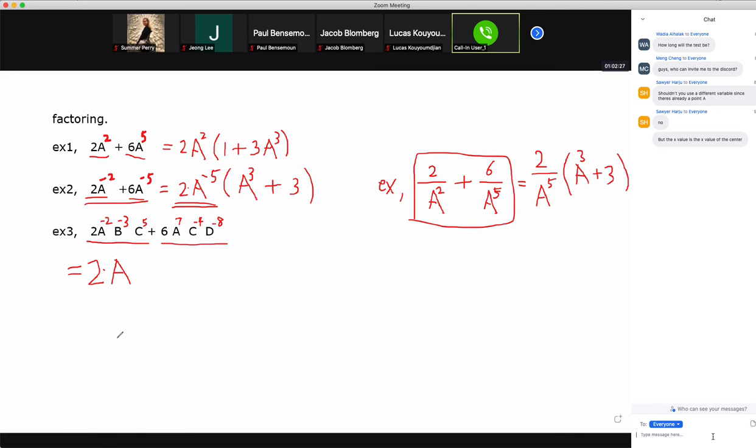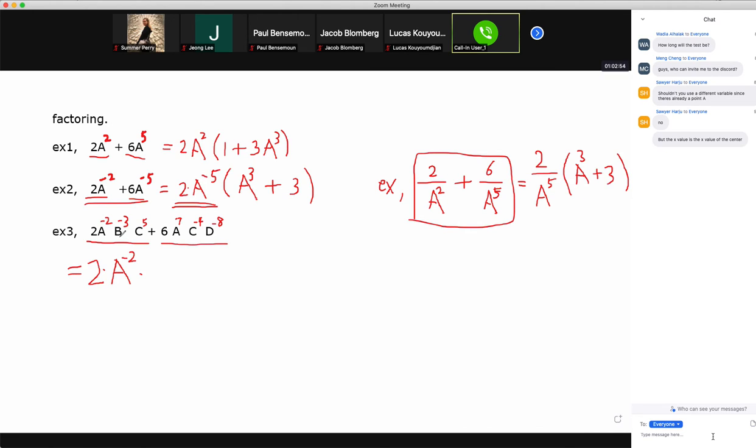A to the what exponent should we factor? Somebody tell me what exponent we have to factor. We have a to the negative 2 and a to the 7. So what should we factor? A to the what power? Negative 2. Negative 2, you're right, negative 2. Good. Now, let's go to the next one.